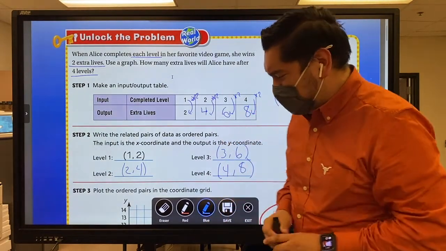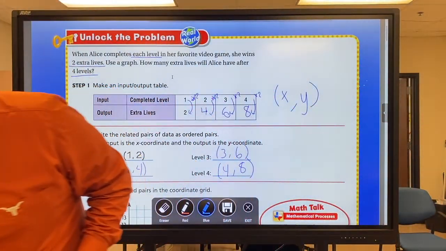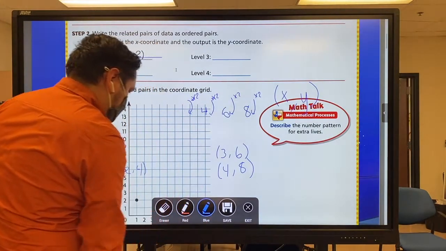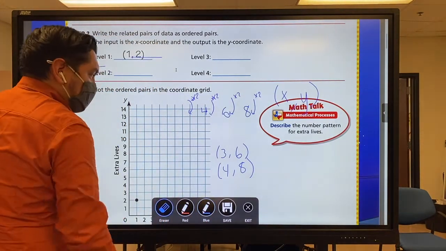Now keep that in the back of your mind. Let's move on to the next part, to step 3. Now, let me go ahead and erase.